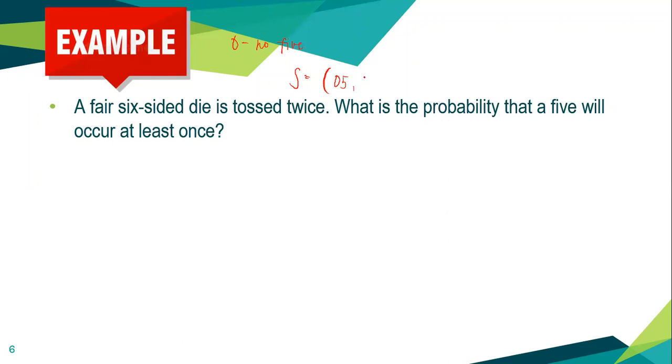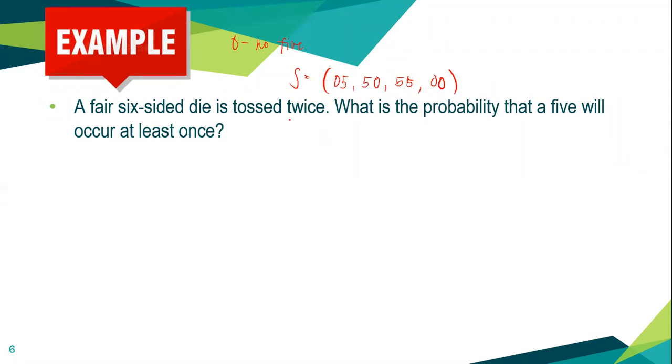Doon naman sa unang toss mo, lumabas agad si 5. Sa pangalawang toss, hindi naman nakuha si 5. Then, pwede din naman na first toss, lumabas si 5. Second toss, lumabas si 5 ulit. Or pwede din namang sa unang toss, hindi lumabas si 5. Sa pangalawang toss, hindi rin lumabas si 5. Those are the possibilities na pwedeng mangyari. Tama?